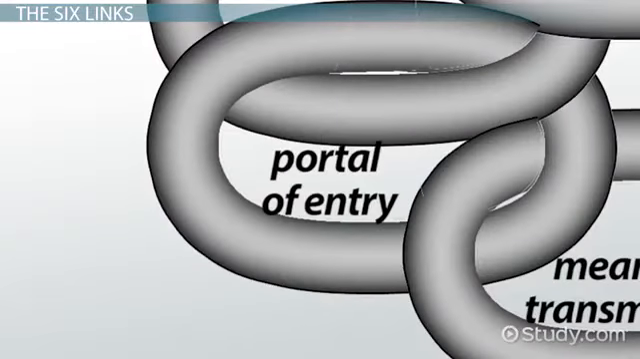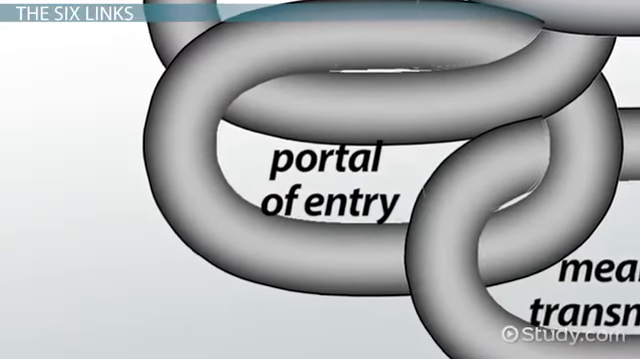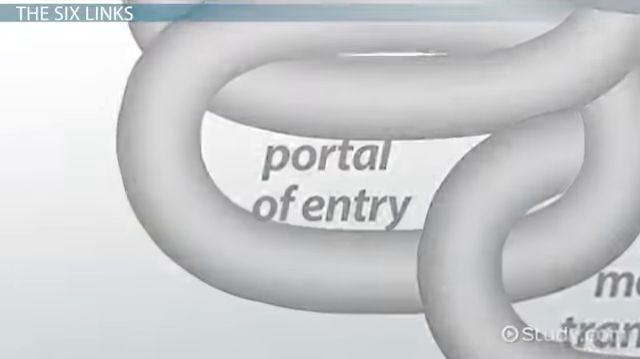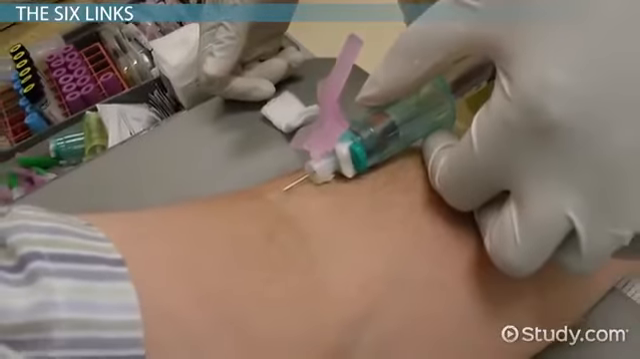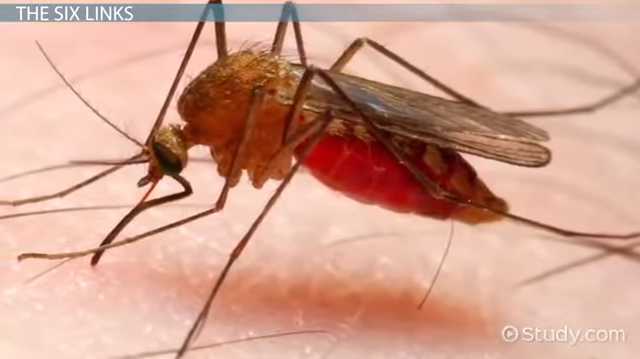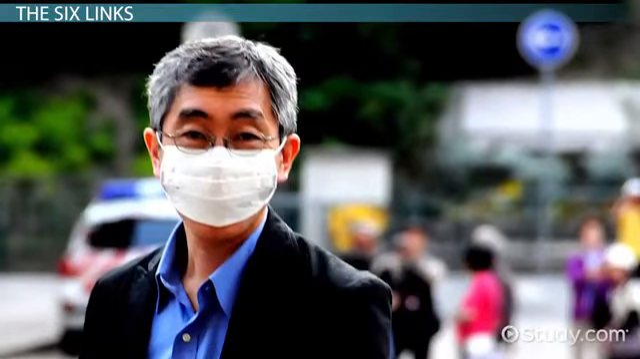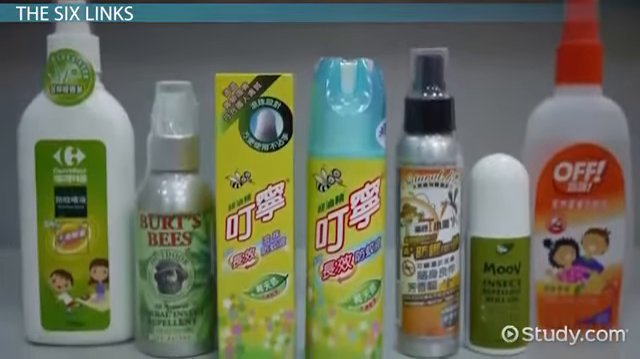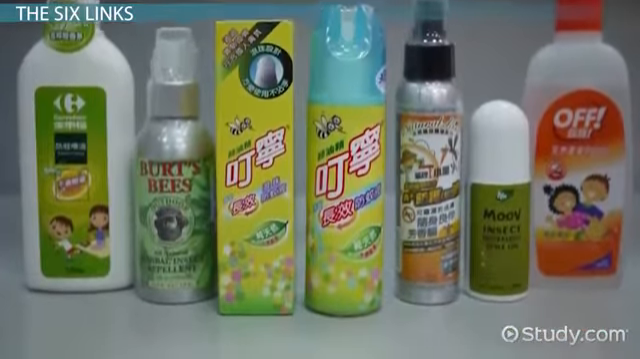Link number 5 is the portal of entry. Entry of the pathogen can take place in one of 3 ways: penetration, inhalation, or ingestion. The level and severity of an infection may depend on the depth of penetration. Similar to the portal of exit, barrier methods, such as condoms or masks, can be used to break this link, along with other methods, such as insect repellents.